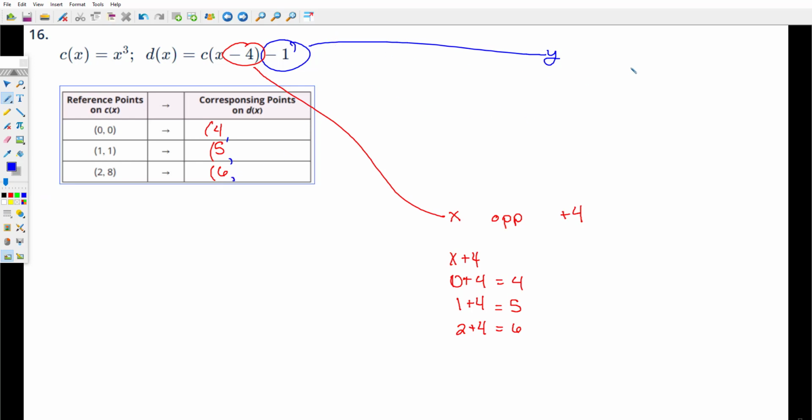And so outside behaves same. So we're going to subtract 1 from your y. So 0 minus 1 is equal to negative 1. 1 minus 1 is equal to 0. And 8 minus 1 is equal to 7. So those are my new y's.